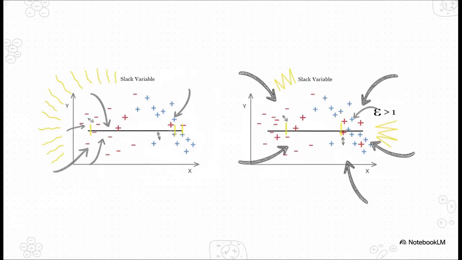But these two images show the messier scenarios that soft margins were built to handle. On the left, you see points that are inside the margin, they're violating it, but they're still on the correct side of the line. On the right, you see points that have completely crossed over. They're misclassified, and the slack variable tells us just how wrong they are.